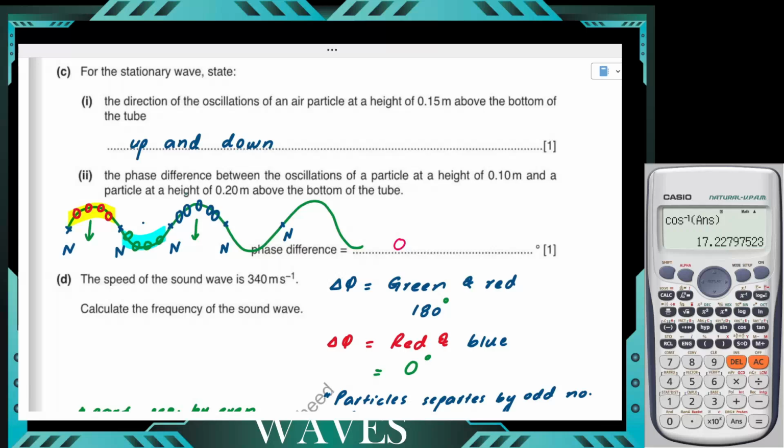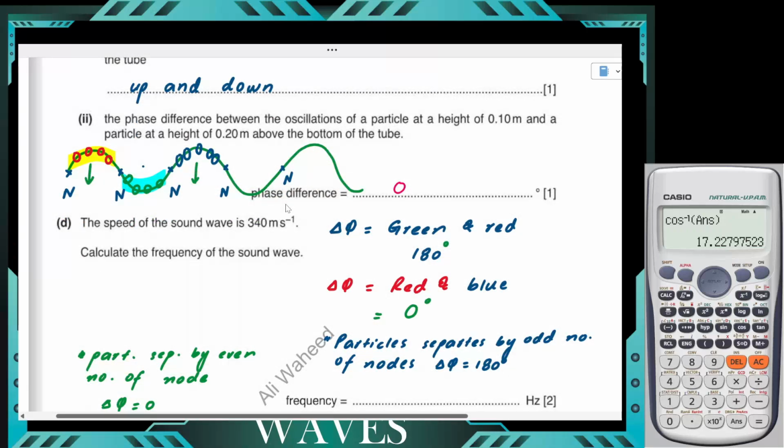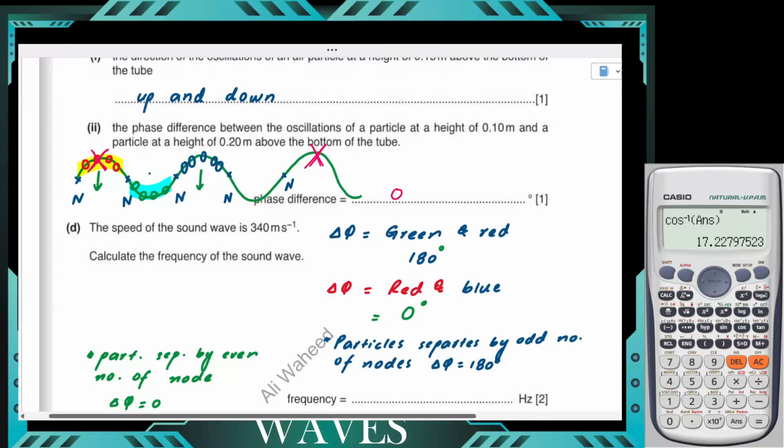So let us apply these general rules to this situation. I'm going to label one of the particles, let's say one of the particles is over here. Let's call it particle X, someplace over here. The other particle is someplace over here. Now, what is the phase difference between these two particles? Okay, excellent, 0. And the reason being? Exactly. And if I show you the nodes, here we have the first one, 1, 2, 3, 4. So 4 nodes between them.